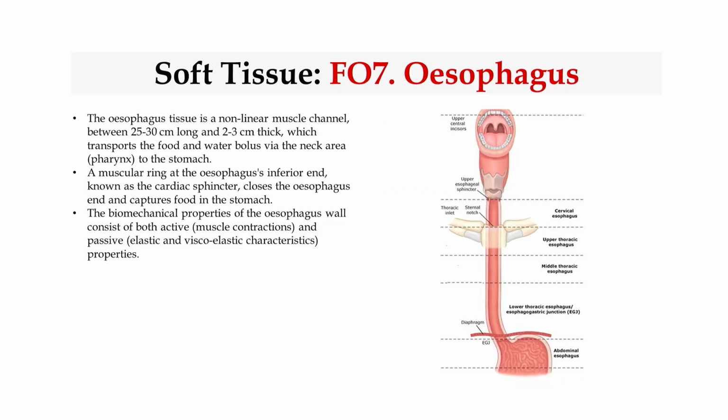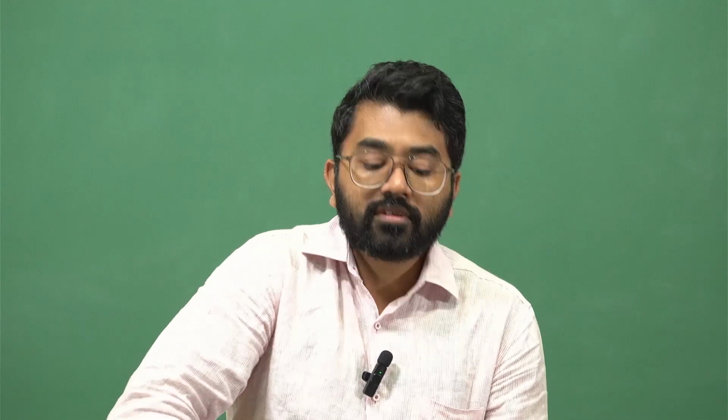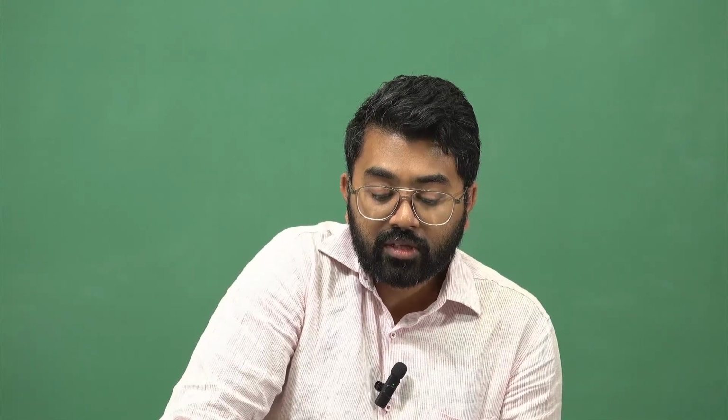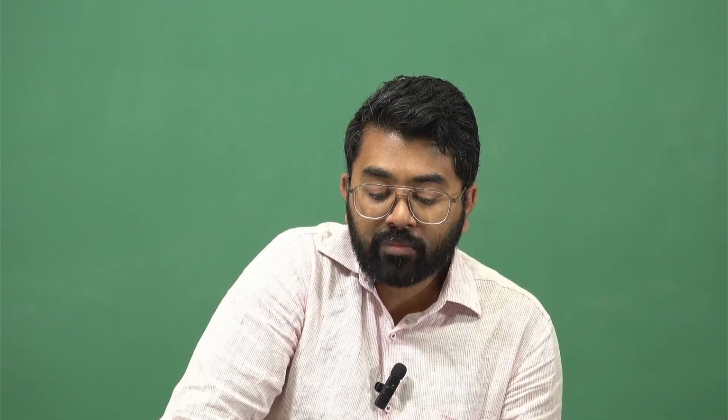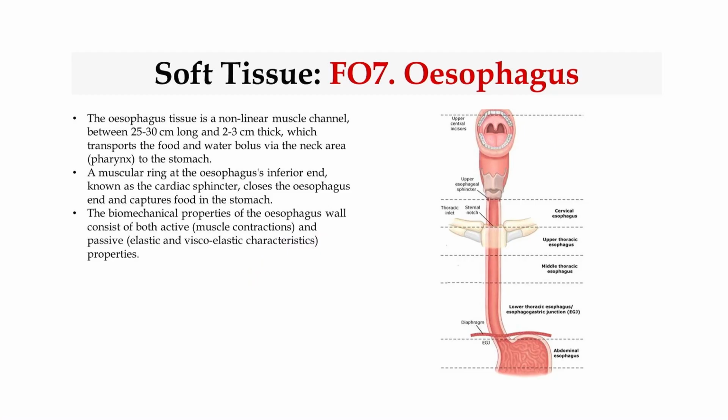This is how it is termed, right? And then there is a diaphragm, which typically separates two different organ systems. And then you have the abdominal esophagus, where finally the food is going to your digestive system, right? So this is as far as the esophagus structure and the different soft tissues involved are concerned.